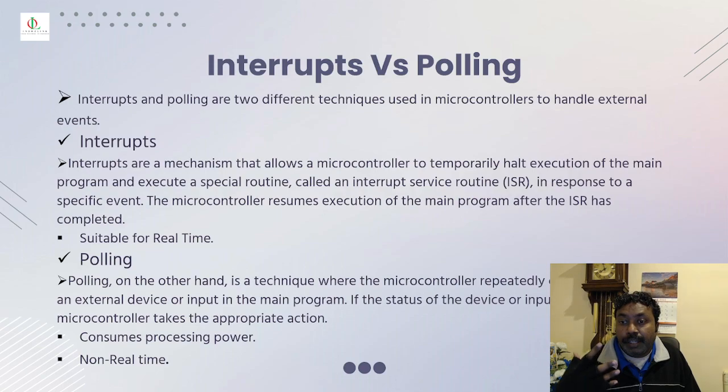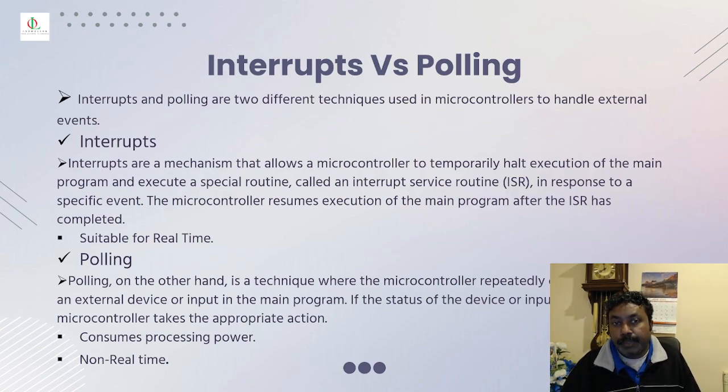When we talk about polling, the microcontroller has to check every time whether there is any change in the status of an external device. It keeps checking on and on, and if there's any change in the input or output, the microcontroller has to take appropriate action. Because of the constant checking, it consumes a lot of processing power. Whereas interrupts are a mechanism that allows the microcontroller to temporarily halt the main program and go into the ISR, the interrupt service routine, in response to a specific event. Once it handles and finishes that interrupt event, it goes back to the main program and executes. So this is the main difference between interrupt and polling: interrupt is for real time, polling is for non-real time.